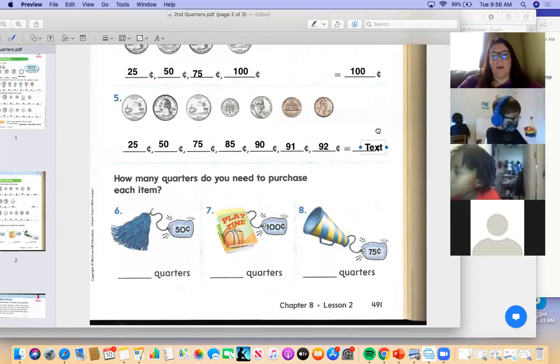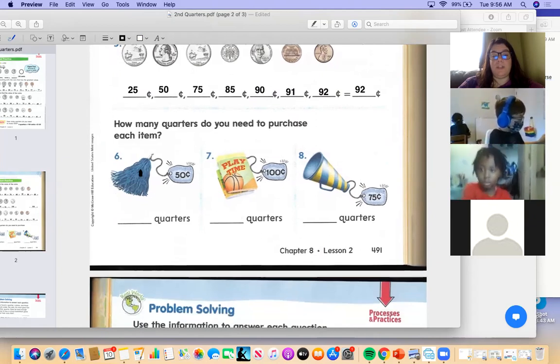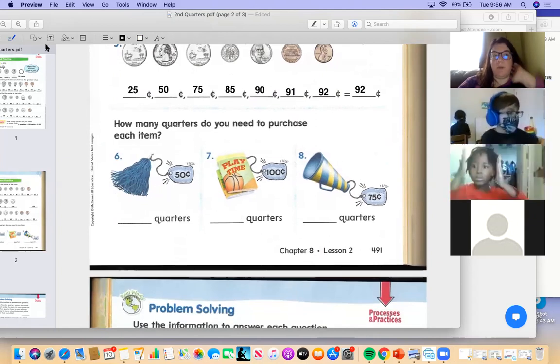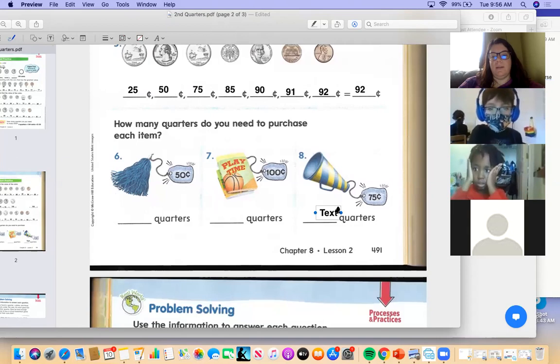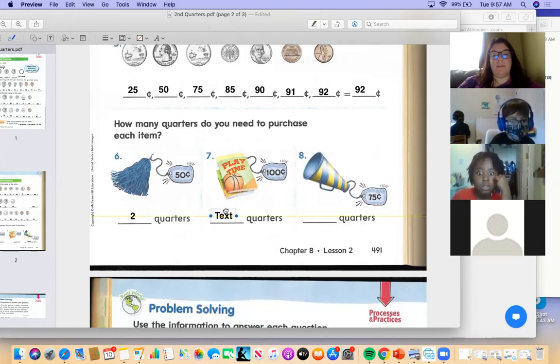92 cents. Okay, for this next one, it says, how many quarters do you need to purchase each item? We have 50 cents. How many quarters is 50 cents? Everybody? How many quarters is 50 cents? Two. How many quarters is 100 cents? Four. How many quarters is 75 cents? Six. Three. There we go.